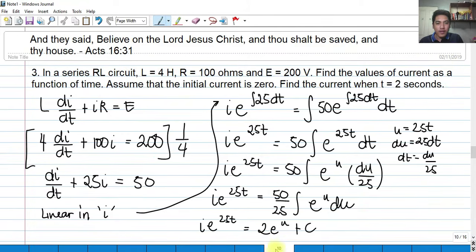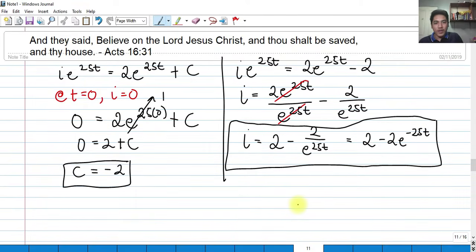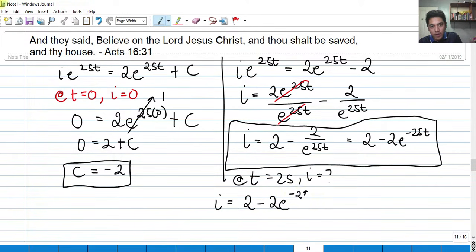And finally, now we can find the current when time is equal to 2 seconds. So simply plug this into our equation. We have 2 minus 2 e raised to negative 25 multiplied by 2. If we calculate that, we get an answer of simply 2. The unit of current is amperes, so the current is 2 amperes. That is our answer for this problem.